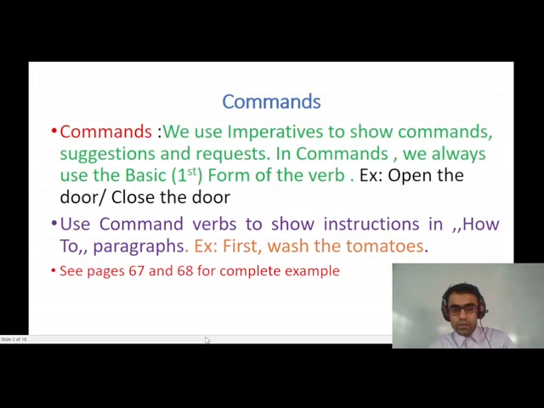Use command verbs to show instructions in how-to paragraphs. For example, first, wash the tomatoes. So this means we need to use commands in our how-to paragraphs, because in how-to paragraphs we are going to give instructions, we are going to give requests, for example, someone to do something. So therefore we need to use commands.